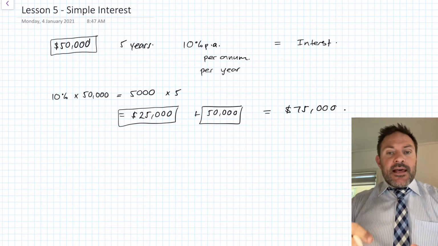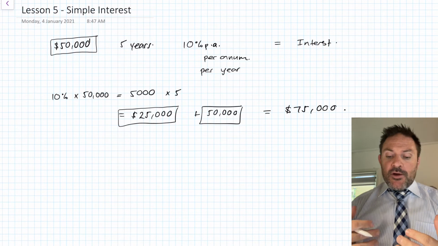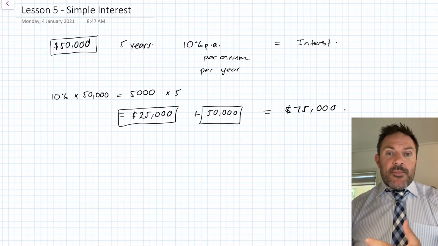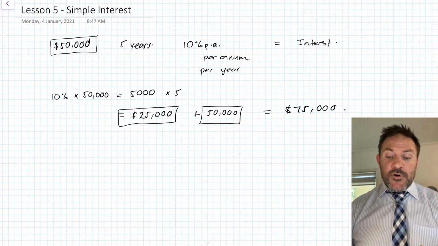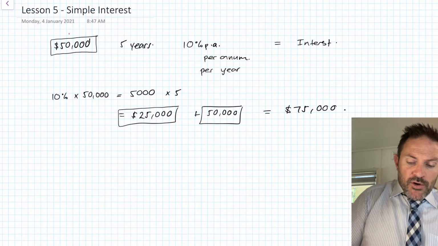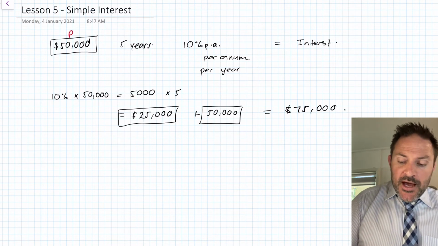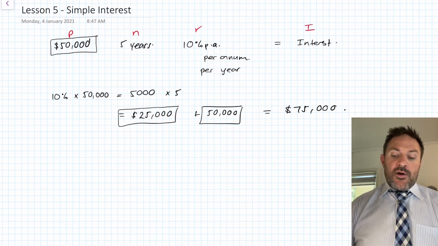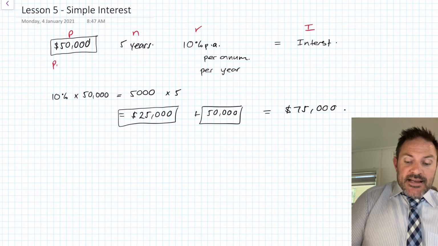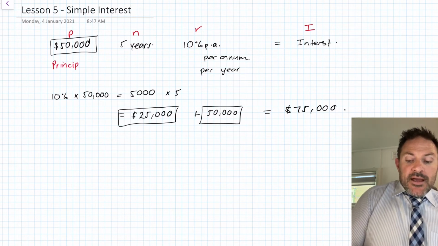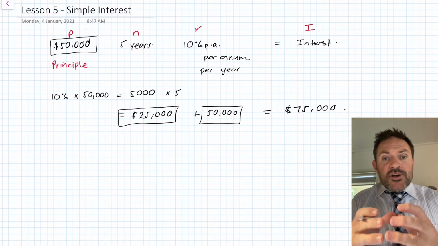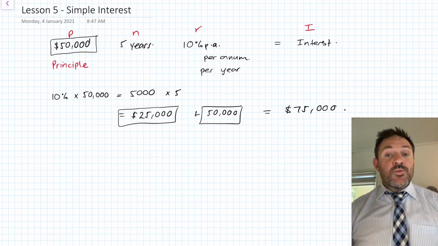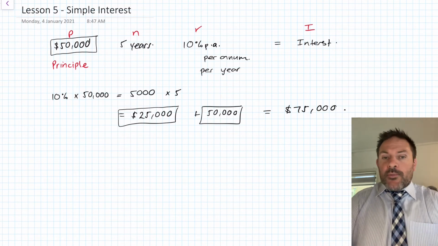Now, I'm going to throw some letters and terms at you because we use a rule in mathematics that simplifies this even further. I'm going to call the 50,000 the P, 5 years the N, 10% the R, and the interest the I. I wonder if you know what those words are. P is what we call the principal. That's the starting amount, the original amount, the initial amount.